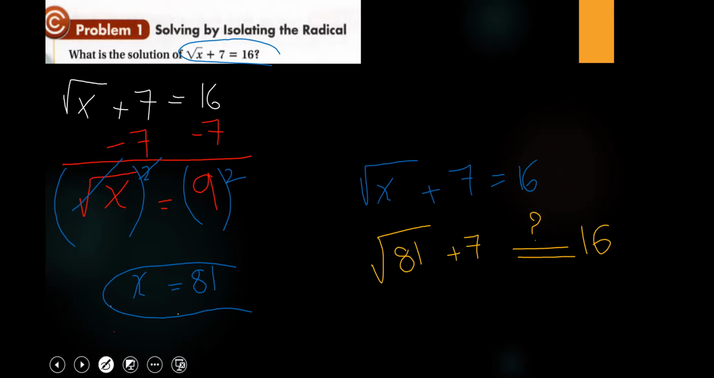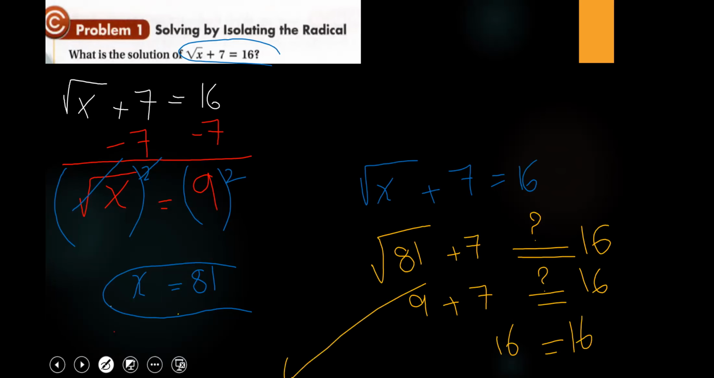What is the square root of 81? 9. Plus 7 is 16. So yes, 16 equals 16. So this is a correct solution.